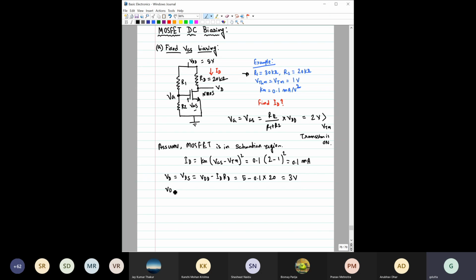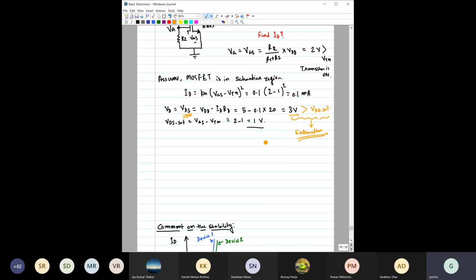Now what is this VDS SAT? VDS SAT is equal to VGS minus VTN. So what is VGS? VGS is equal to 2 volt minus 1. So this is equal to 1 volt. Then obviously from here we can see this VDS is 3 volt and this is greater than VDS SAT. So that means obviously the transistor is in saturation.